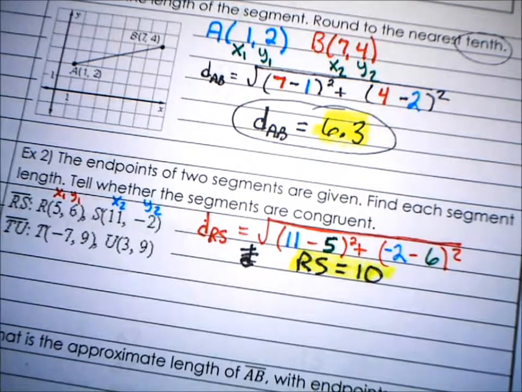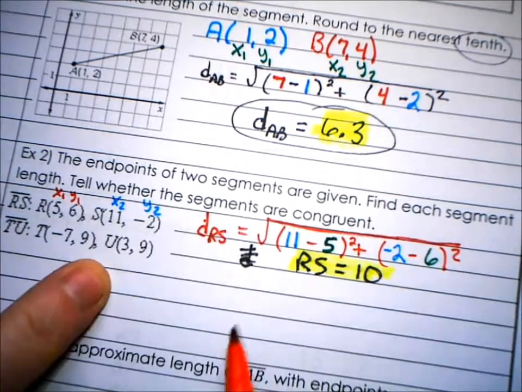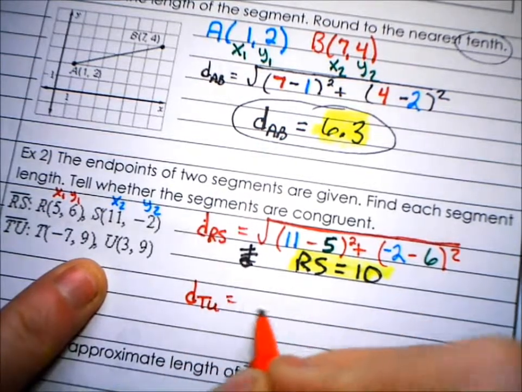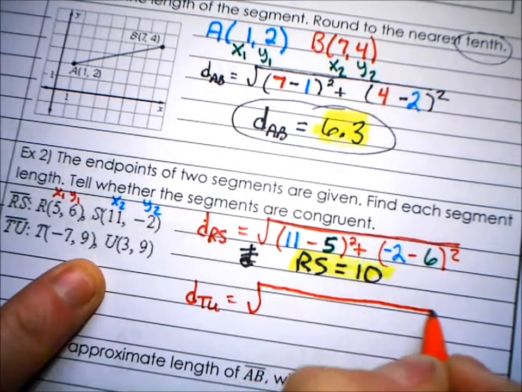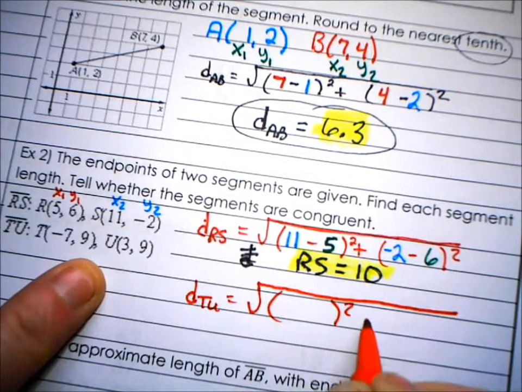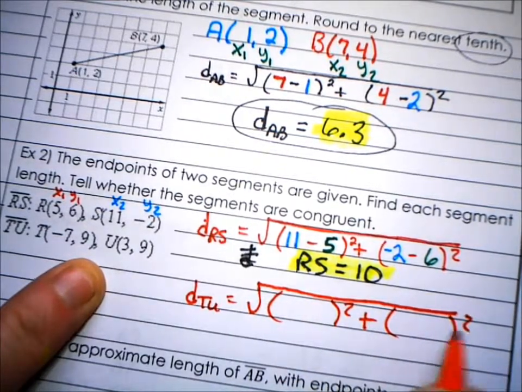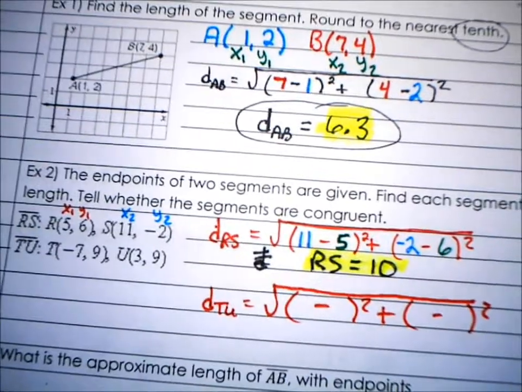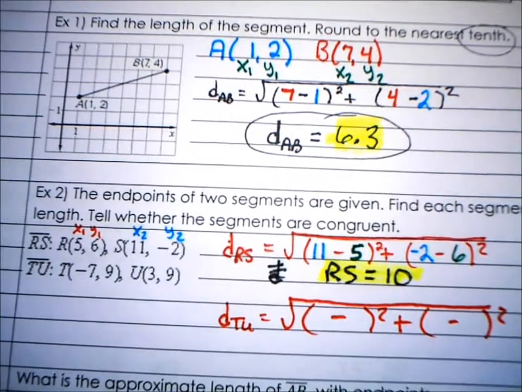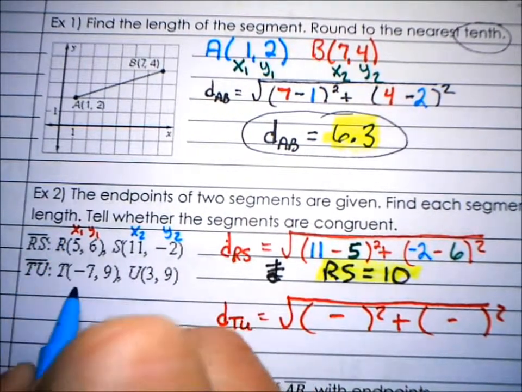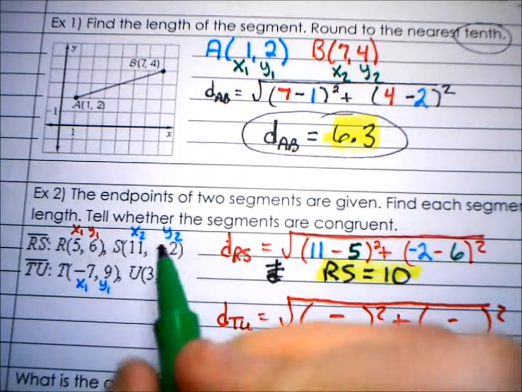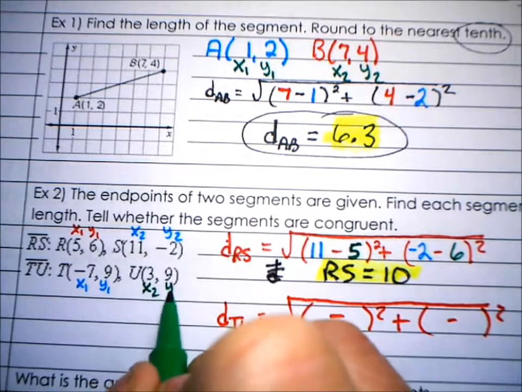Okay, go to the second one. I'm going to do TU this time. So the distance from T to U, I'll put my basic stuff on my distance formula that does not change. And now I'm going to fill it in. If I look at my coordinates, T, I'm going to label as x1 and y1. U will be my x2 and my y2.